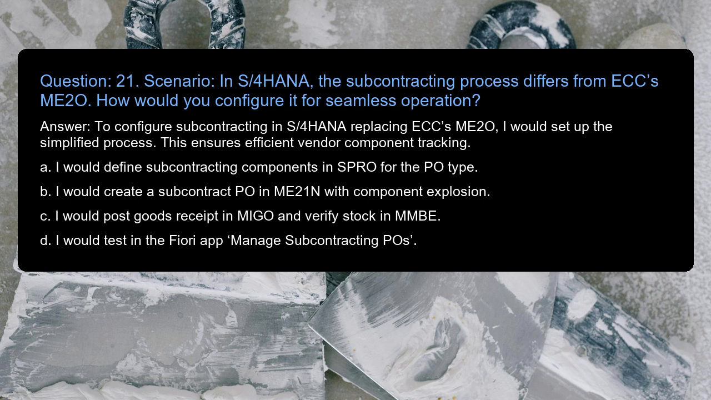A. I would define subcontracting components in SPRO for the PO type. B. I would create a subcontract PO in ME21N with component explosion. C. I would post goods receipt in MIGO and verify stock in MMBE. D. I would test in the Fiori app manage subcontracting POs.